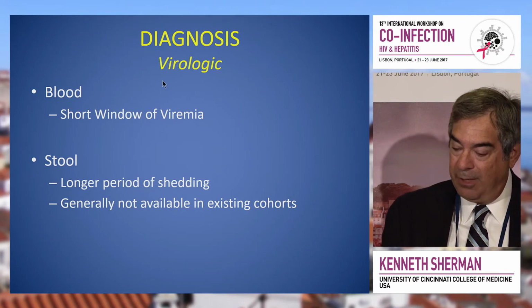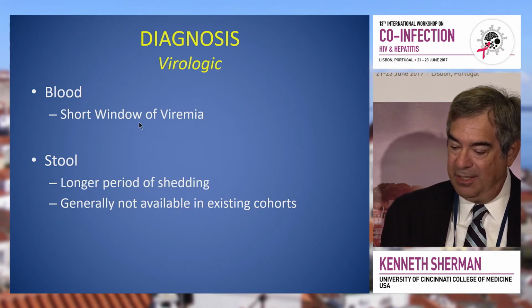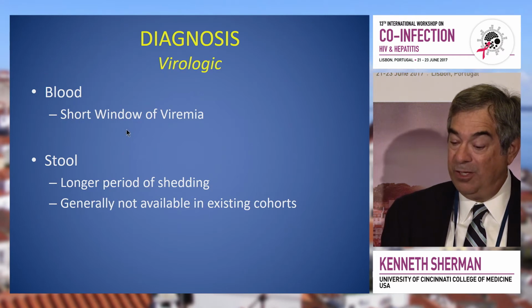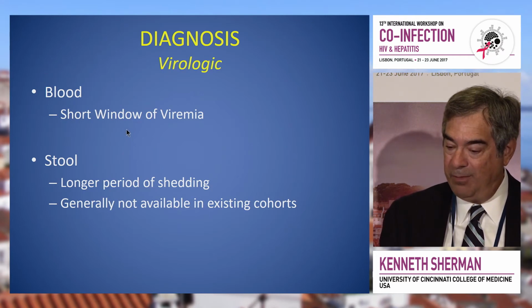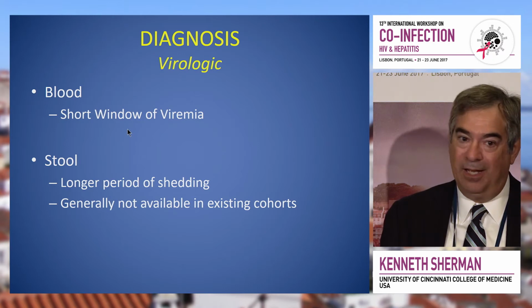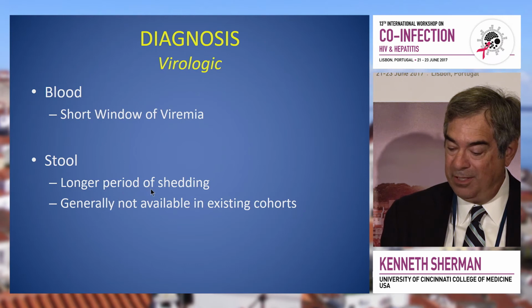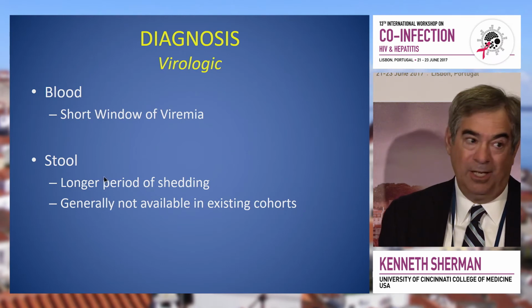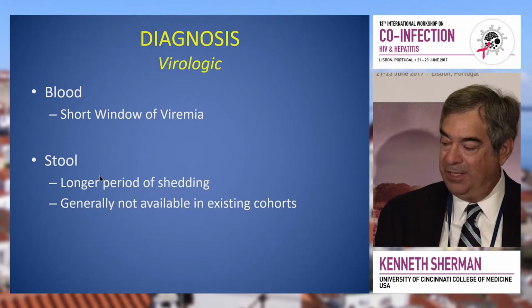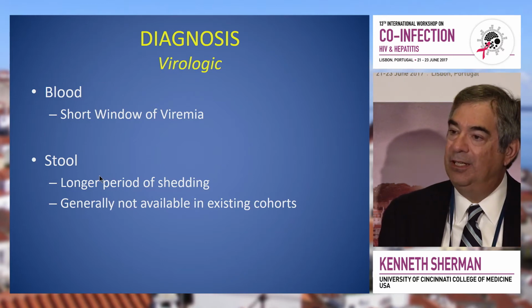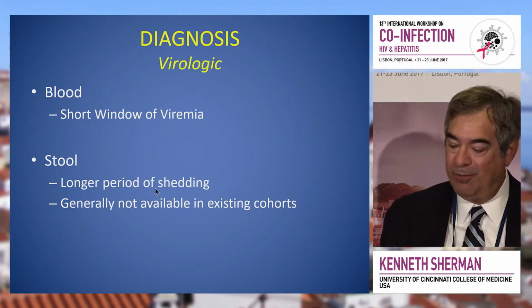In terms of virologic diagnosis, in the acute patients, there's a relatively short window of viremia. That always makes it difficult to make the diagnosis from blood. The stool has longer periods of shedding, but certainly if one is looking at retrospective study samples collected in cohorts and trying to determine the prevalence, very few studies actually collect stool, and laboratories in general don't like working with stool for virologic studies.